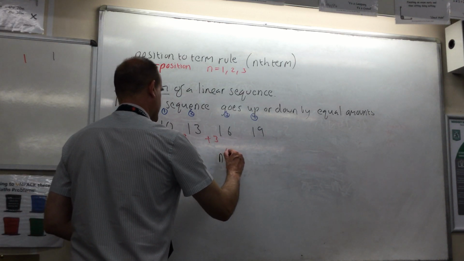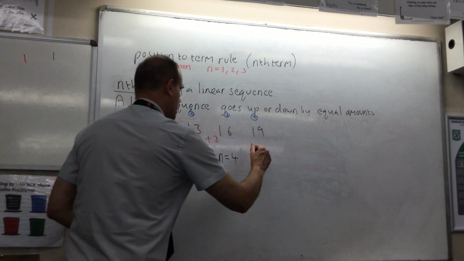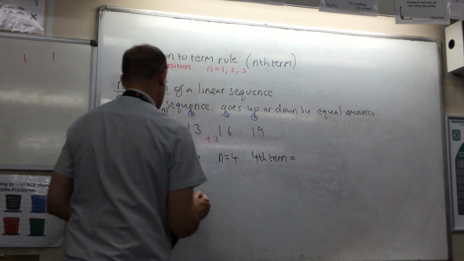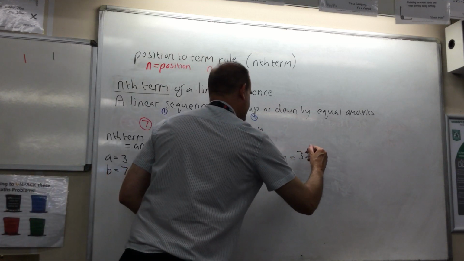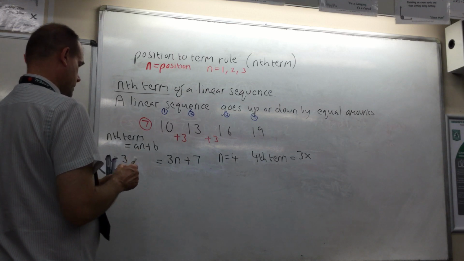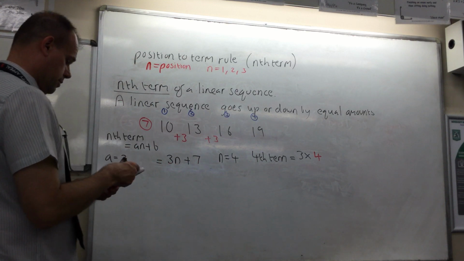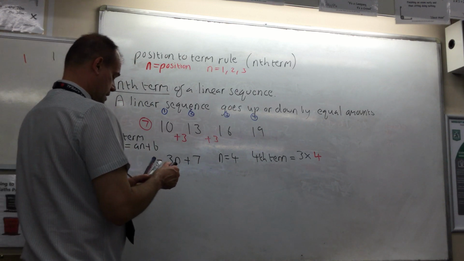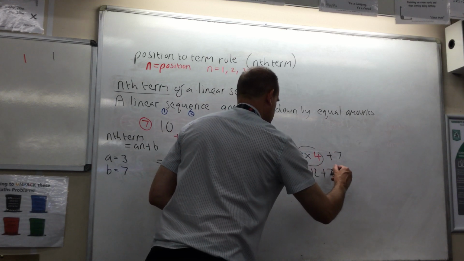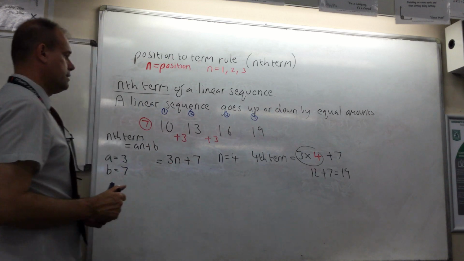So I'll go for the fourth term, we'll work the third term out, which is obviously 16. The fourth term is equal to 3 times n, where n is equal to 4, because I'm picking 4, I could have picked any. 3 times 4 is 12, add on 7 gives you 19. The fourth term is 19, 1, 2, 3, yes, 19.